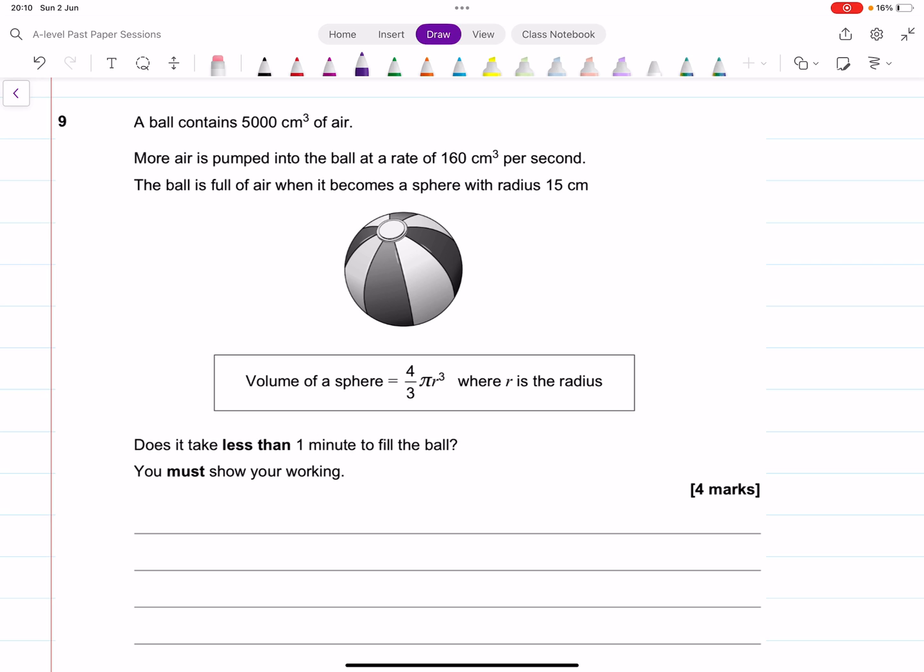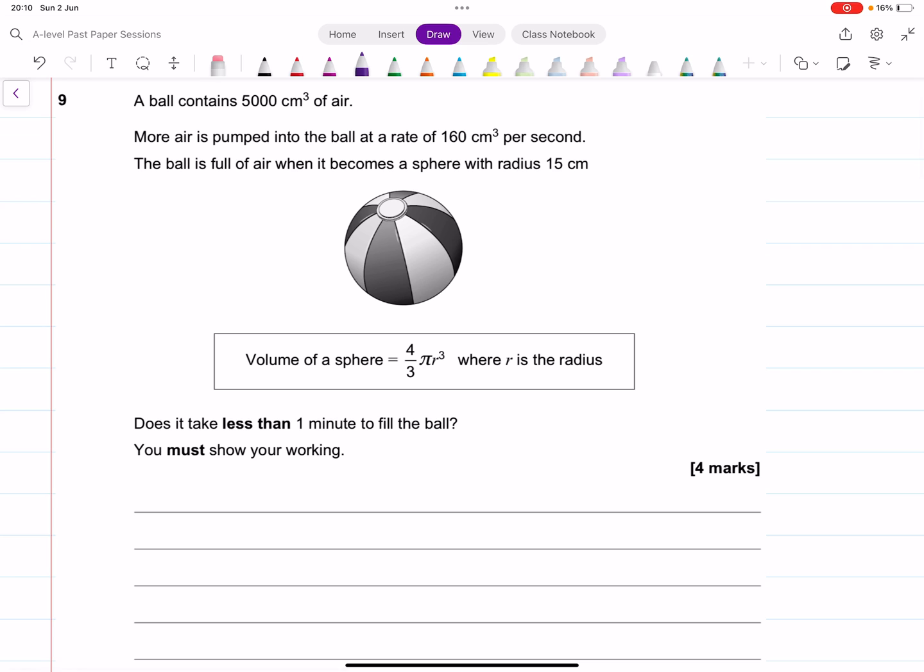Let's try this. It says a ball contains 5,000 centimeter cube of air. More air is pumped into the ball at a rate of 160 centimeter cube per second. The ball is full of air when it becomes a sphere with radius 15 centimeters. We've got the volume of the sphere given. Does it take less than 1 minute to fill the ball? You must show your working. So we have 5,000 centimeter cube of air inside this sphere. That's already there.